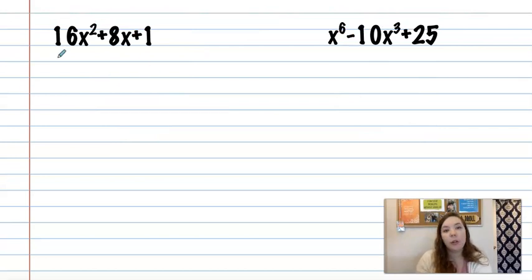So here the square root of 16x squared is 4x. The square root of 1 is 1. 4x times 1 is 4x. Double it, that is 8x. Okay, so this would be 4x plus 1 squared.